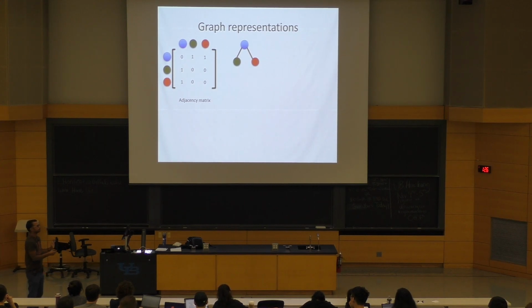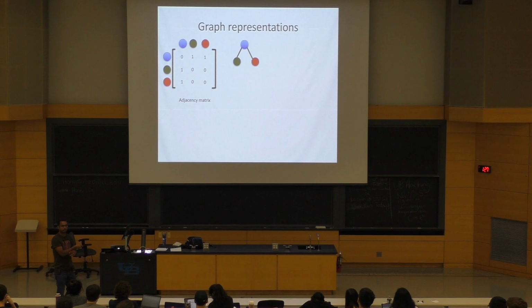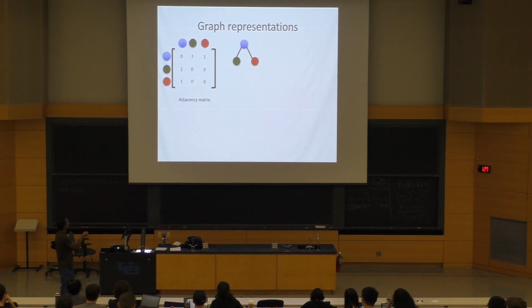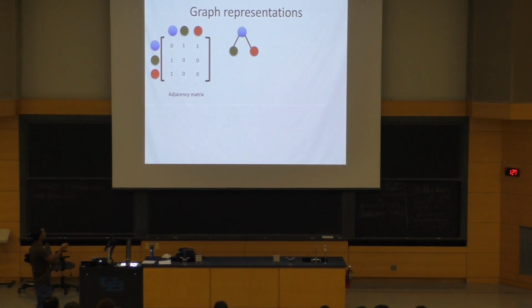So in this case, the only edges that are present are between blue and the other two vertices. So if you look at the first row, you have a 0 in the blue, blue entry, because we are assuming we don't have any self loops. But then there is an edge to both green and red. And similarly, green and red have the edge to the blue vertex. But everything else is 0 because there is no edge, say, between green and red.